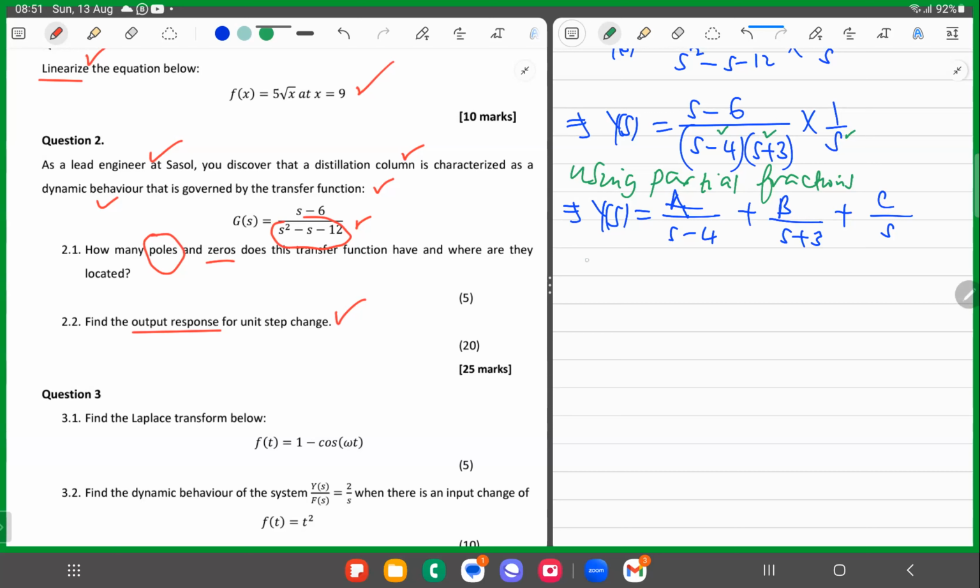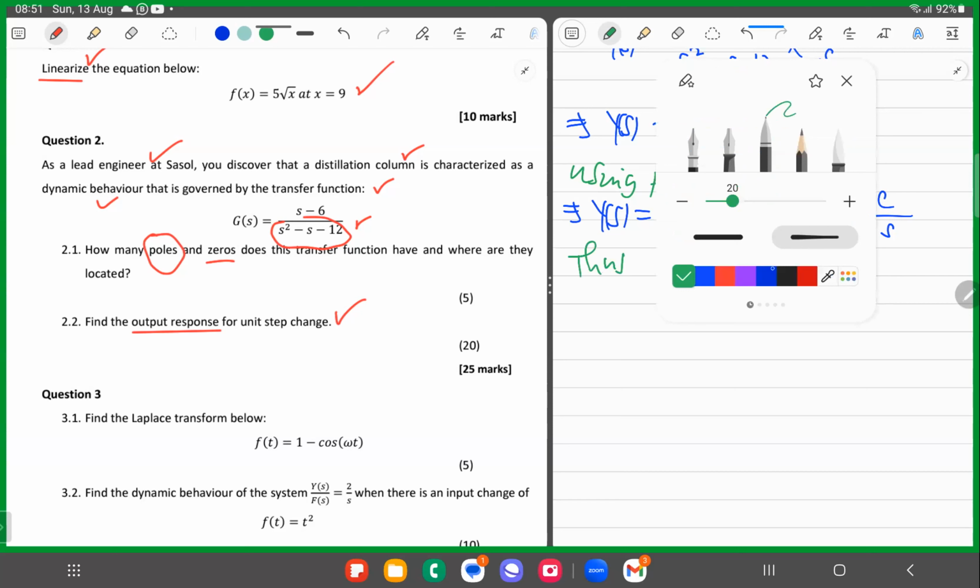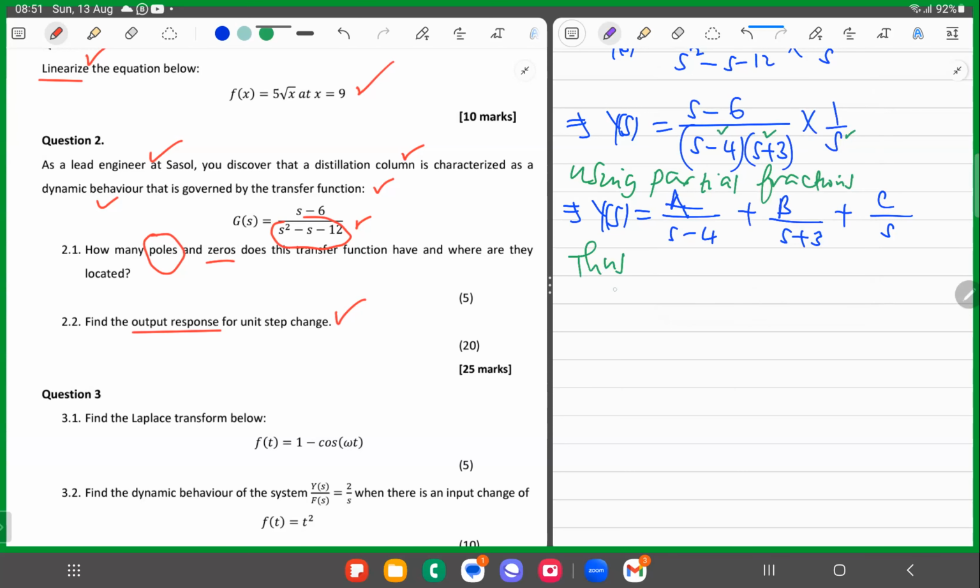So the implication therefore becomes that we have, for example, A divided by s minus 4 plus B divided by s plus 3 plus C over s is equal to s minus 6 all divided by s minus 4 into s plus 3.